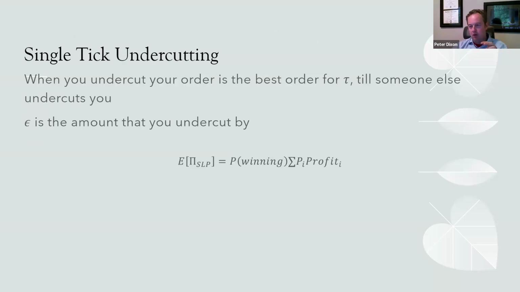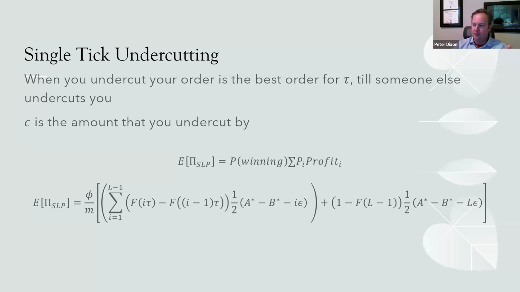The other thing you get in the model is that undercutters are going to only undercut by a single tick. And so we're just going to say that epsilon is the amount that you undercut. And so you can compute the expected profit for all of the sophisticated liquidity providers. It's simply the probability that you win the run, meaning it's your quote that interacts with the incoming trade, multiplied by the expected profit. Now, the expected profit is going to decrease with each step of the run. And so you can write the profit function like this, which is all it's saying.